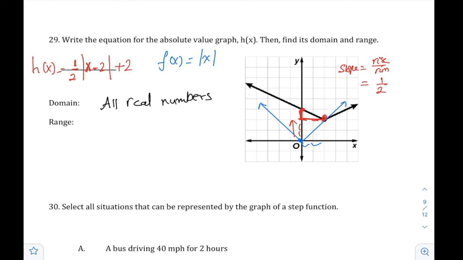The range starts from this point. The y starts from 2, and it's very clear that it starts from the 2. The original function, the parent one, is starting from 0 and above, so y greater than or equal to 0. So here it's shifted up 2 units, so your range is y more than or equal to 0.